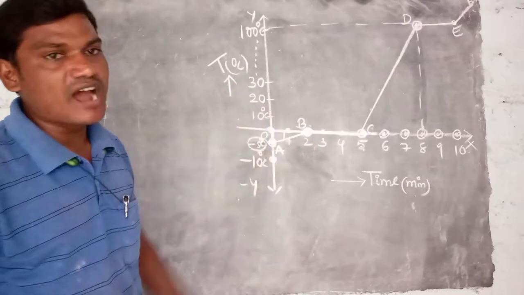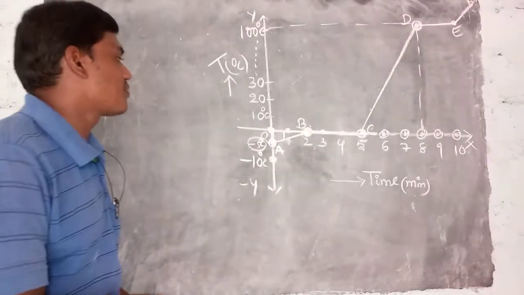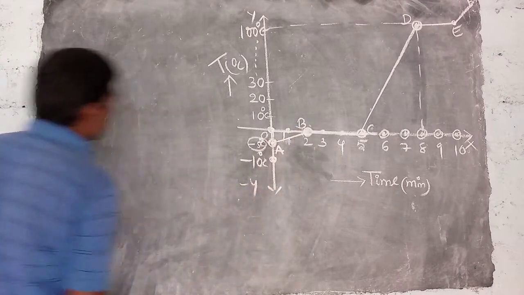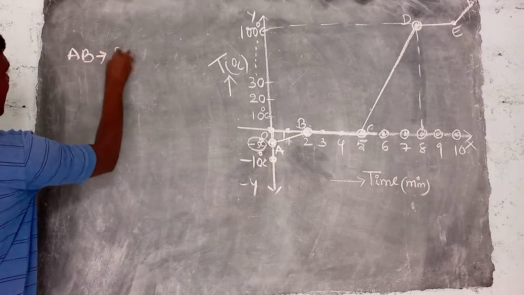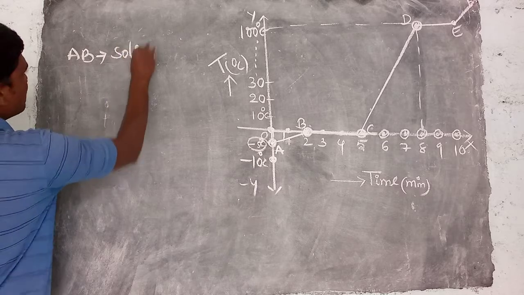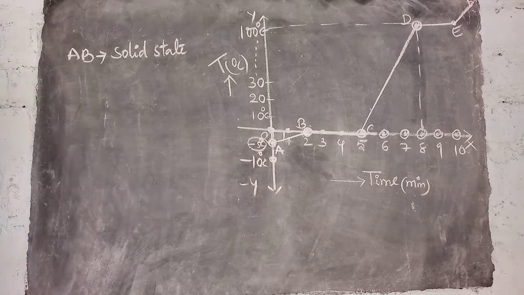During this conversion the temperature does not increase. After that, the temperature increases again. Now here we observe A to B in the graph. A to B represents the solid state, because in A to B, what is there? Ice is there.